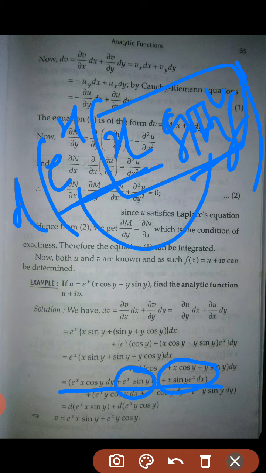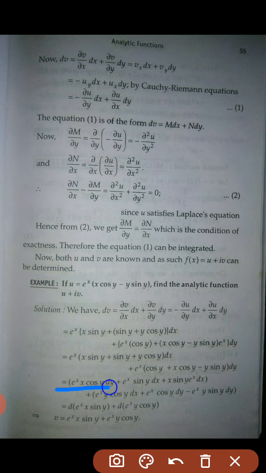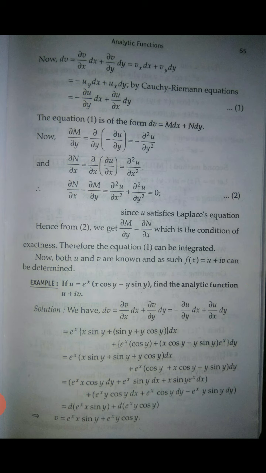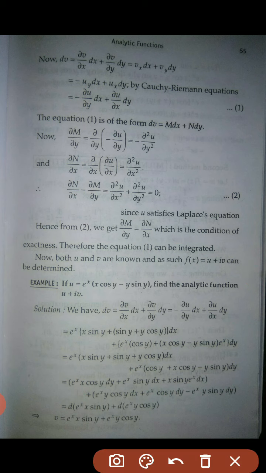So these three values combined, we get d of e to the power x into x sin y. Similarly, these three values combined, we get d of e to the power x y into cos y. And together, while differentiating this value, since we have dv here, now integrating both sides, what we get is v equal to e to the power x into x sin y.